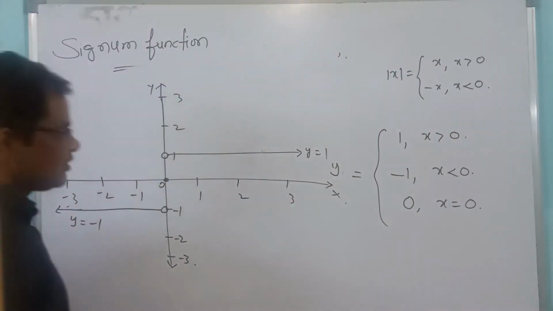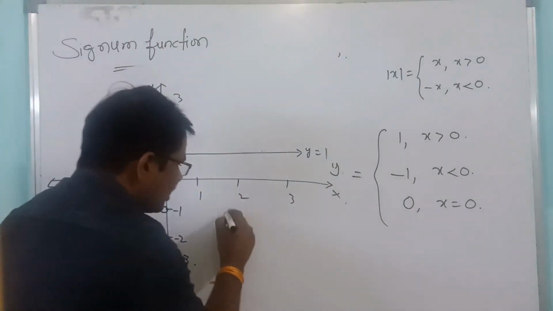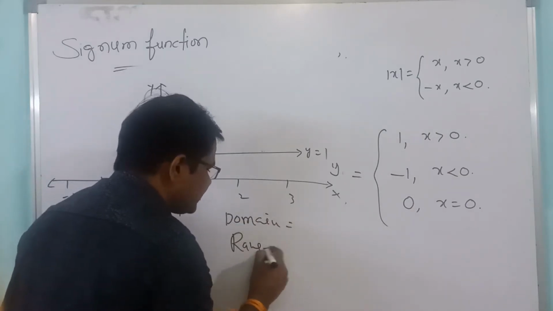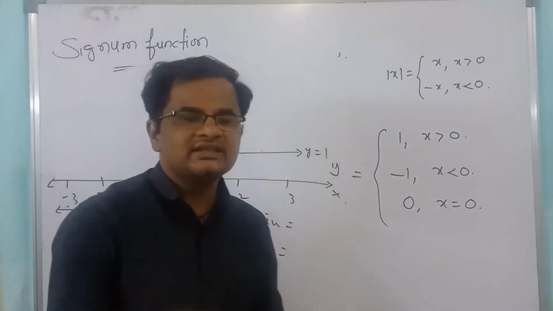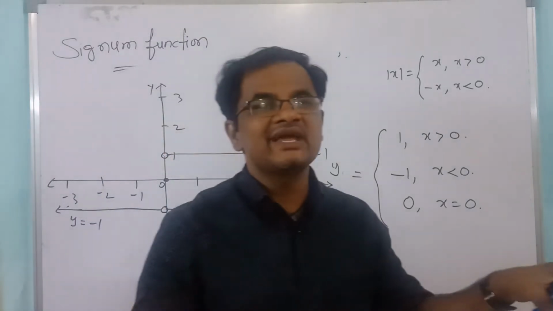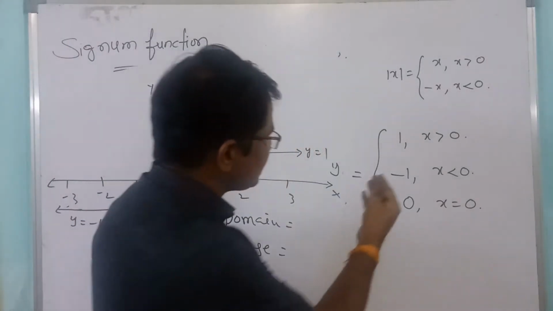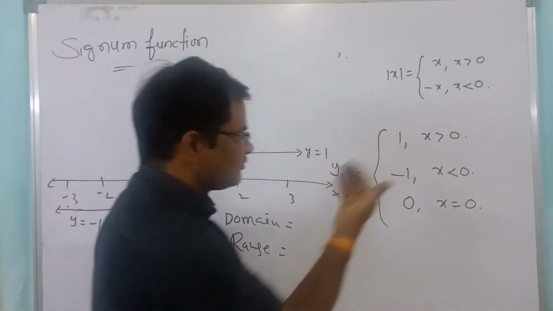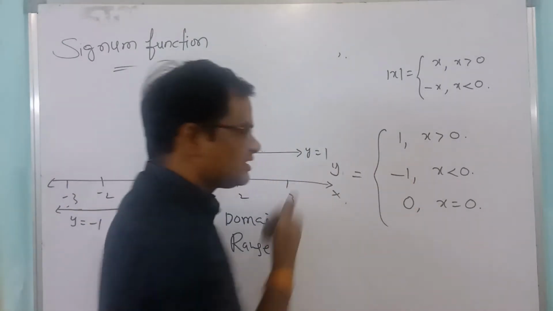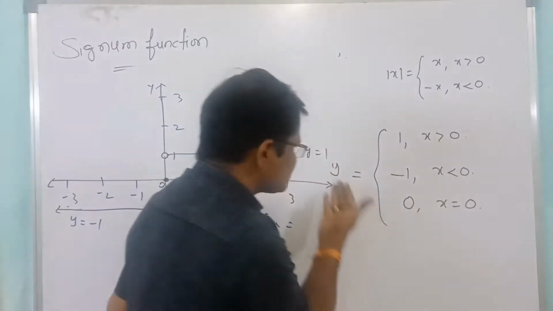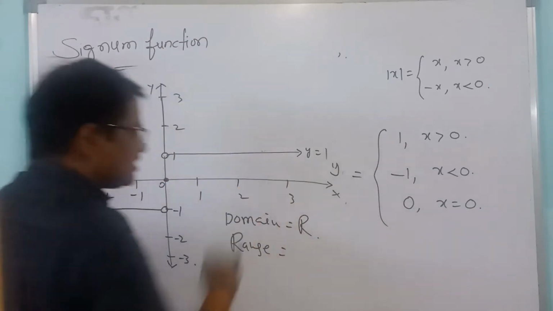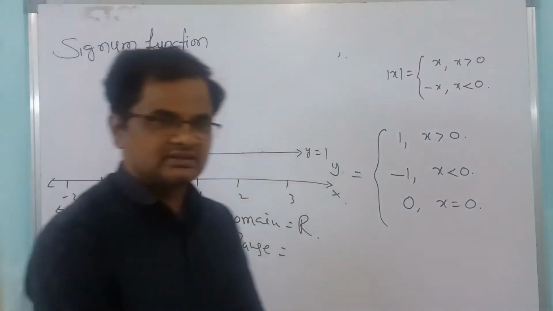Okay, now by this diagram, how do we identify the domain and range of the signum function? Domain is nothing but the existence of x values. Once you observe, for x greater than 0, the y value exists, y equal to 1. For x less than 0, the y value also exists. For x equal to 0 also, the y value exists. Means the domain of the signum function is the set of real numbers.